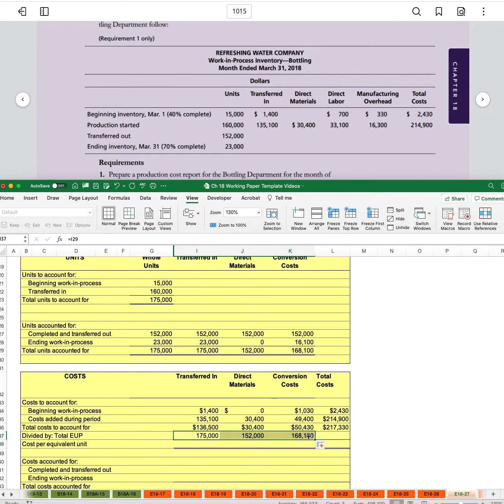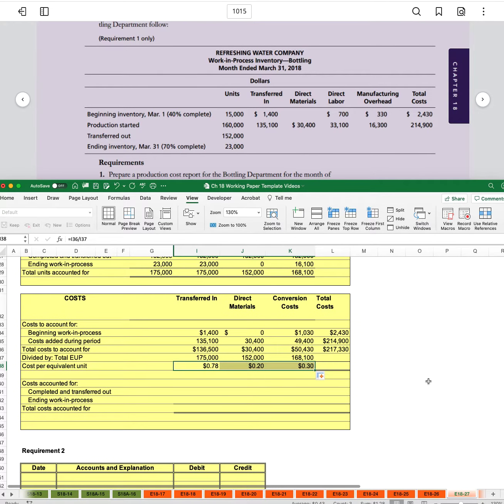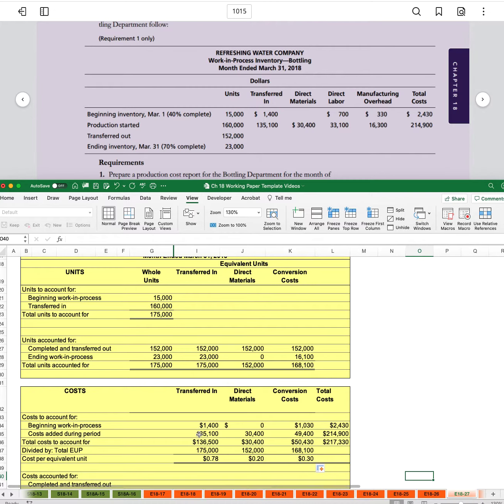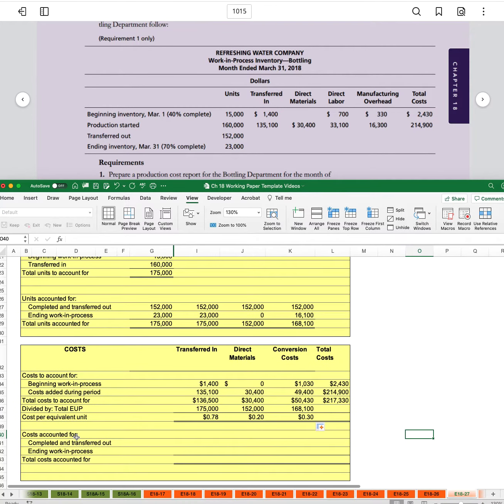We'll drag that across. And now we actually plug in the formula. So we'll say equals the total cost to account for divided by our total EUP for 78 cents per EUP. I'm going to pull that formula across. And now we just use the information from our units and our costs to get the cost accounted for, completed and transferred out, as well as ending WIP.